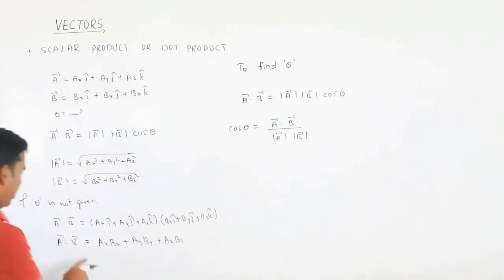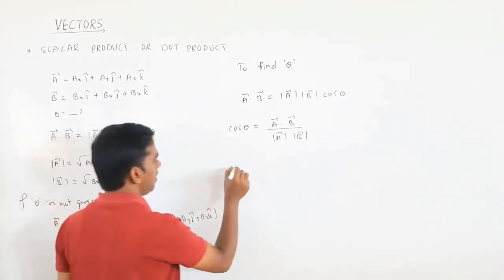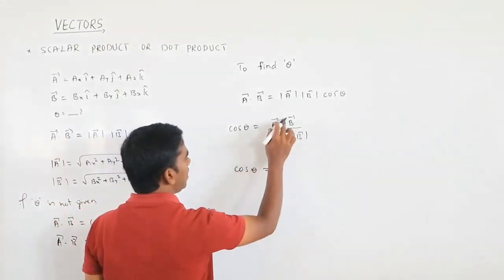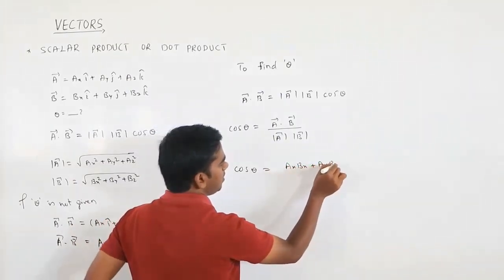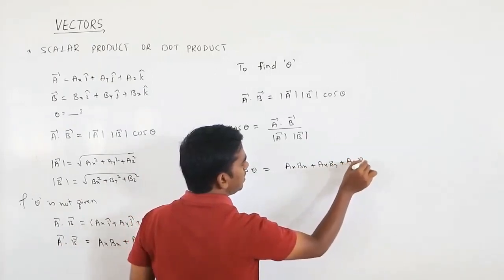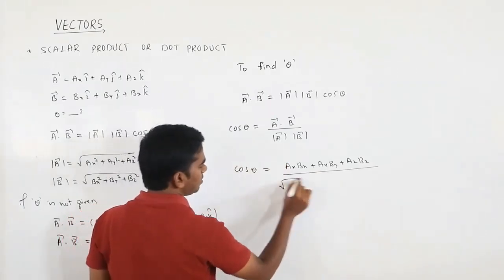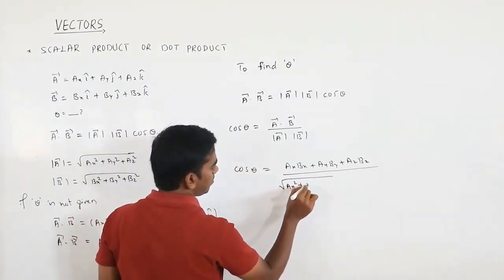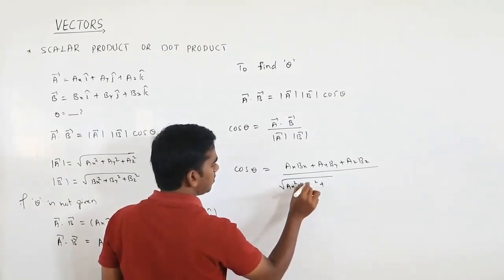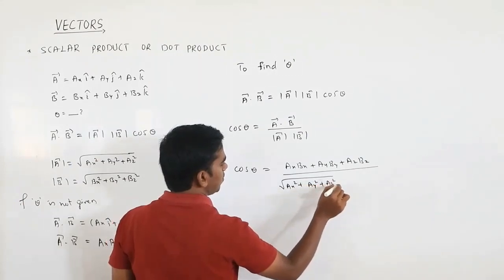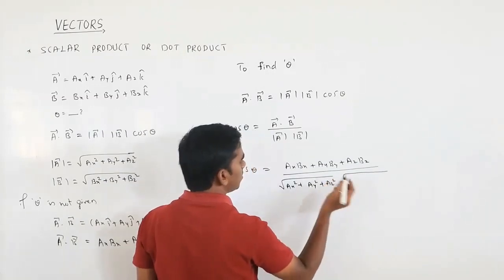Because you know A dot B, and you know magnitude of A and magnitude of B also. What is A dot B? A dot B is here. Magnitude of A is here. Magnitude of B is here. I will substitute the values also. So cos theta is equal to A dot B, which is Ax Bx plus Ay By plus Az Bz, divided by magnitude of A, which is square root of Ax square plus Ay square plus Az square. Similarly, magnitude of B. These two are numbers, no need to take dot or cross or something between them.